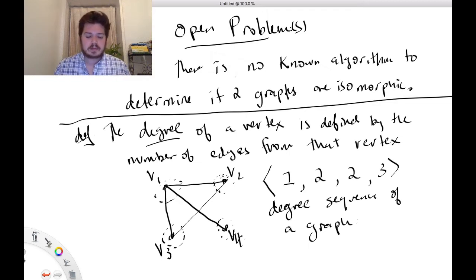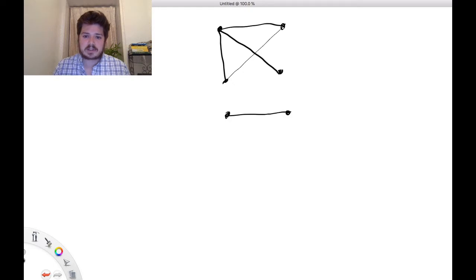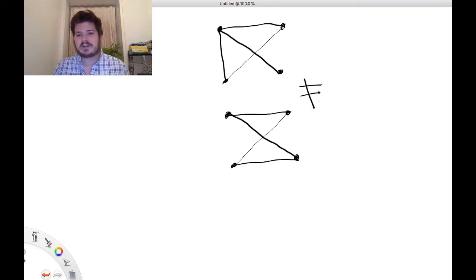So why is this helpful? Well, let's look at a graph where the degrees are different. So let's draw our first graph that we had. And then draw another graph. And we'll be able to tell why this graph is not isomorphic. So these things are not equal. Generally, we do a little squiggle above the equal sign to denote isomorphic. So why aren't these graphs isomorphic?